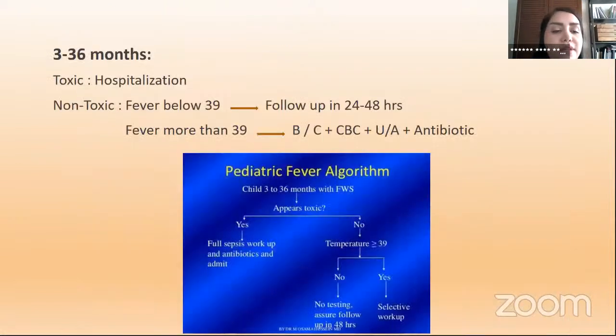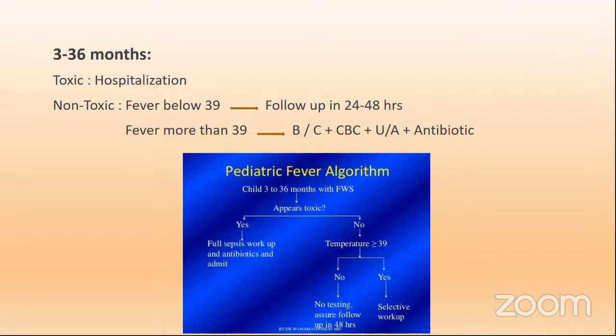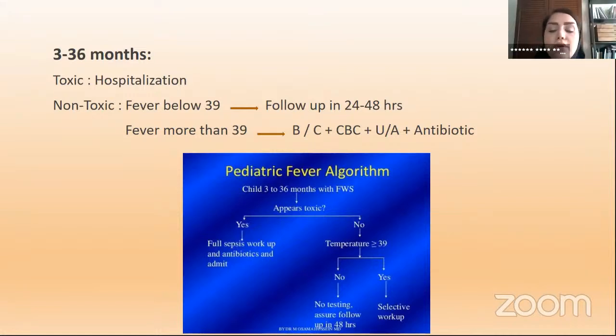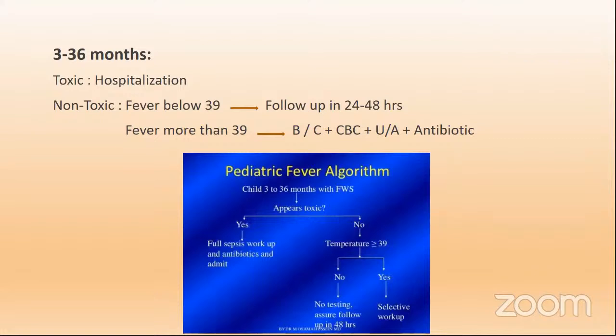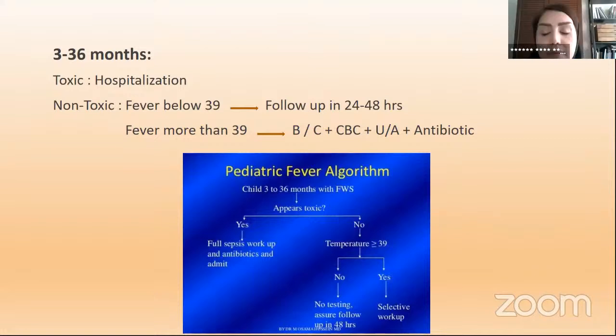In the age between 3 to 36 months, if your child is toxic, then you should hospitalize. After that, if he or she is non-toxic and fever is below 39, then you can follow up in 24 to 48 hours. And if the fever is more than 39, you can send blood culture, CBC, urine analysis, and start antibiotic therapy. In children, you can use a single dose of intramuscular ceftriaxone.